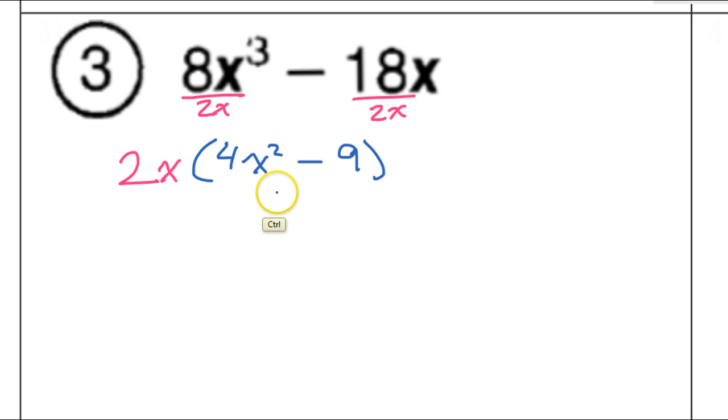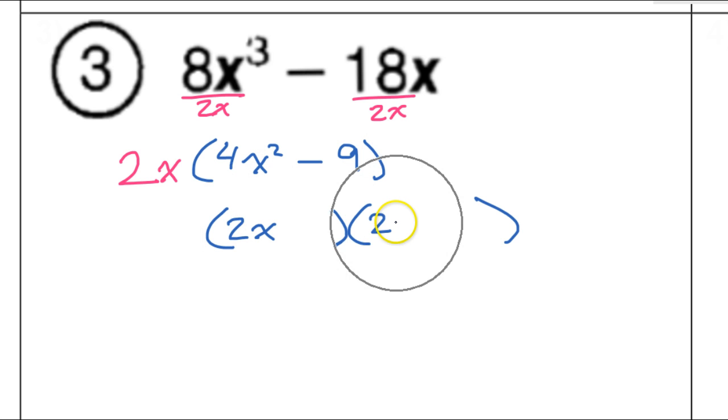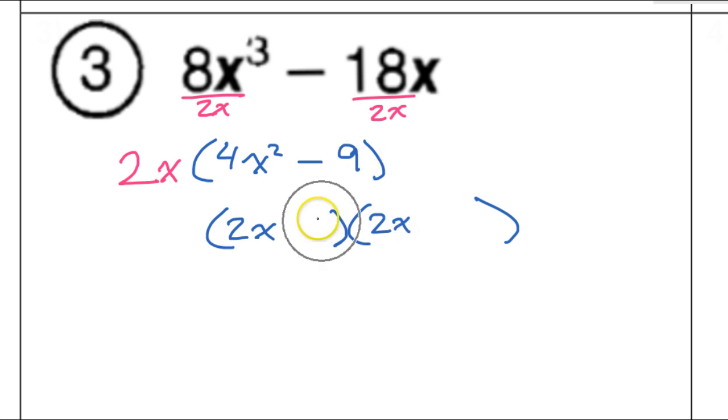Well, I don't need any box method for this because this is the difference of squares. So I guess we're sneaking a little review into this video. The difference of squares, I'm noticing that this is subtraction, or that's what difference means. And these are both perfect squares. 4 is 2 times 2. And then, of course, x squared is x times x. 9 is 3 times 3.